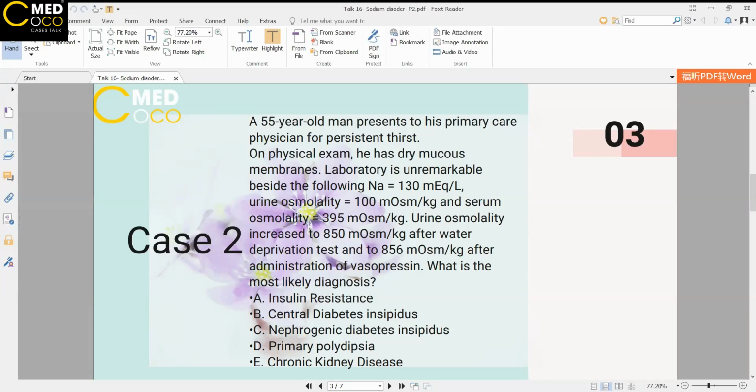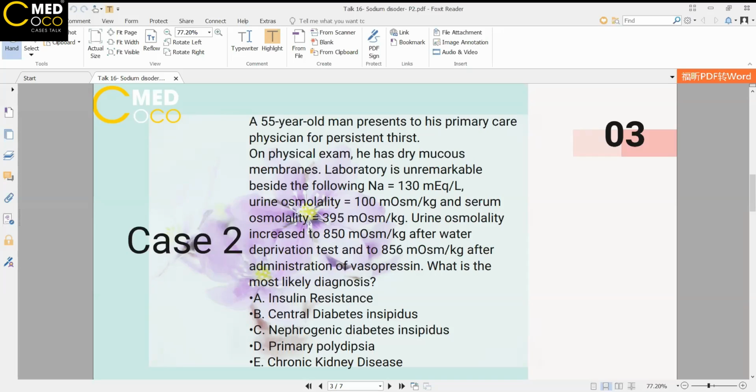That means your body is responding by secreting ADH or other hormones that keep the water in. Now, if the water deprivation test is normal, that's a completely normal response of your body: your urine osmolality will go up and you reserve all the water. If the water deprivation test is abnormal, your urine osmolality does not go up.